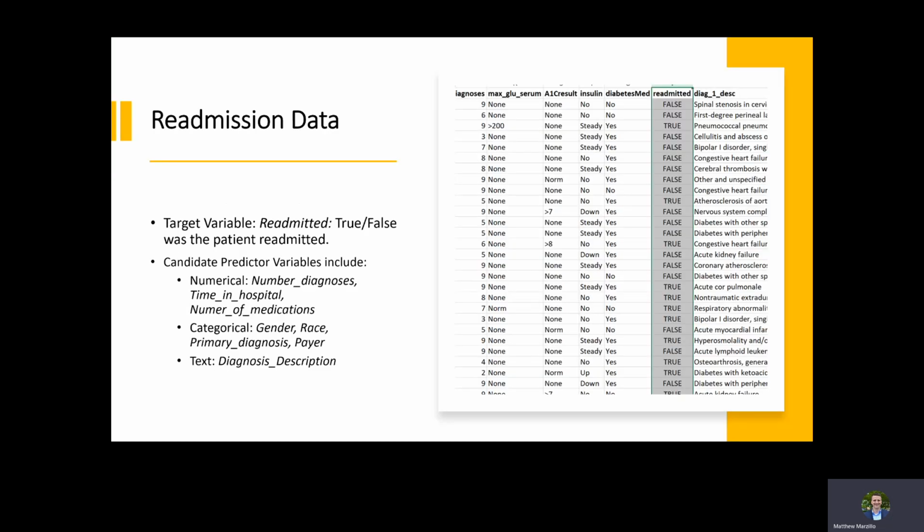So looking more specifically at the data, this is what it looks like. You can see here you have numerical data like number of diagnoses, time in hospital, number of medications. You have categorical features like gender, race, primary diagnosis, the type of payer. You also have text features, something like a diagnosis description, which you can see a little bit there on the right side. And there are tools within Azure Machine Learning that will allow you to automatically parse through these features and glean the pattern between these predictor variables and that target variable, readmitted.